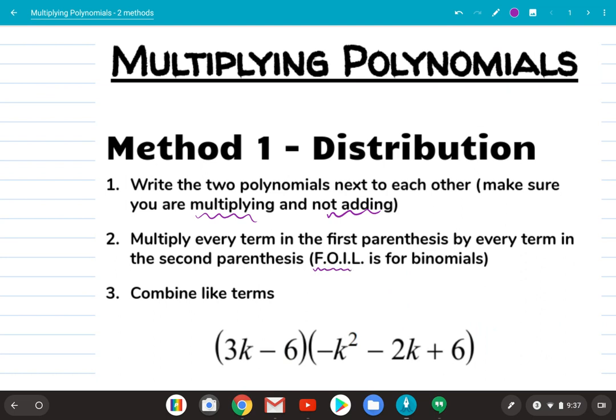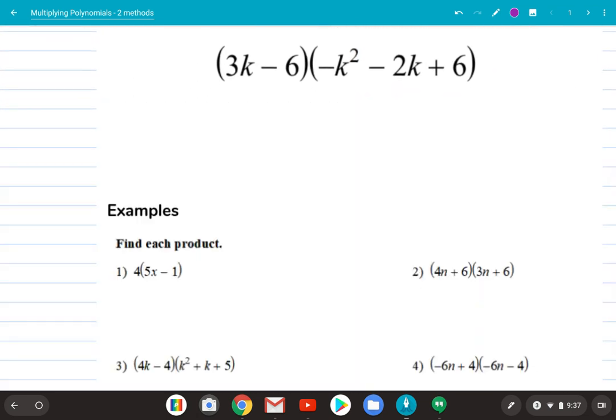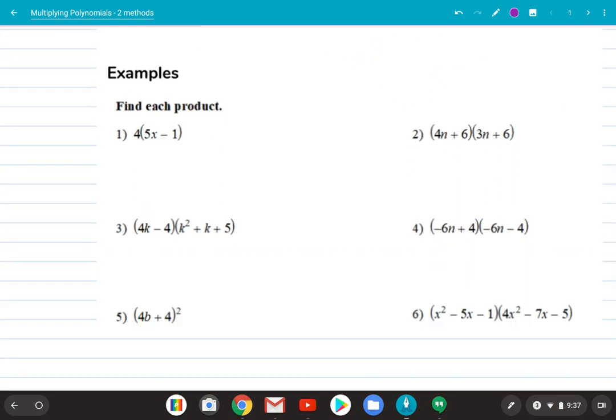So the first, for FOIL, and it is only for binomials, FOIL is first, outside, inside, and last. And I'll show you how to do it, but I have a different way to do it too. And then step 3 is combine like terms. I'm going to skip the very first one, and we're going to do the ones below it, which are a little bit easier to do first. And I would suggest writing these down so you have your notes.